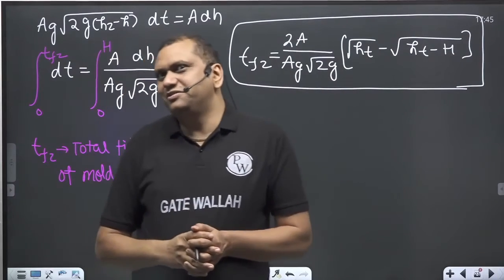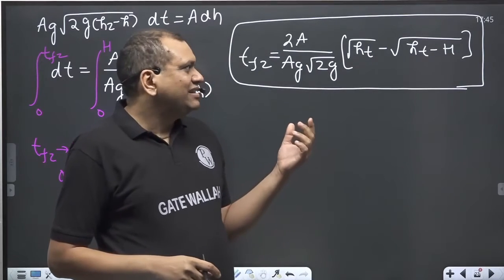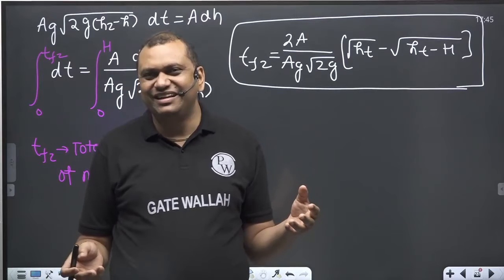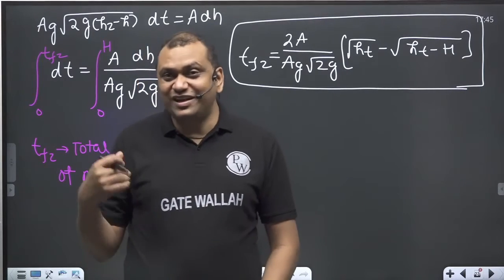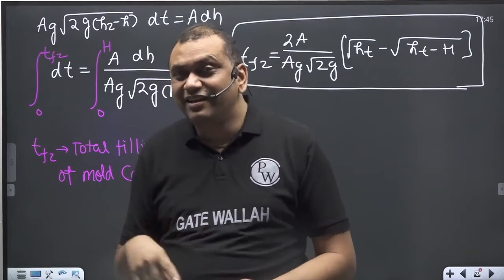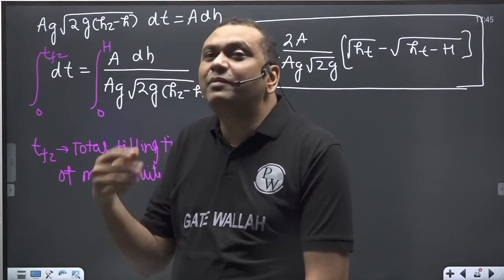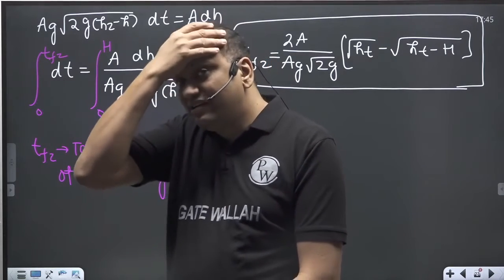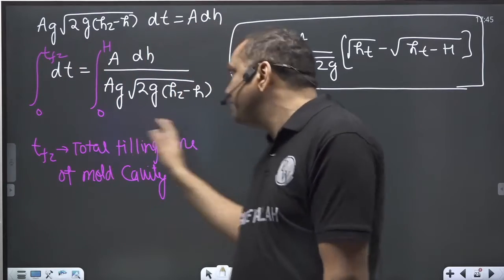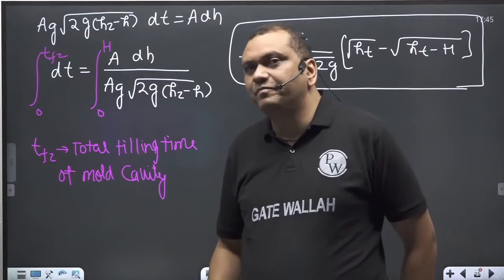I have a suggestion to all of you. Point number one: I do not believe in mugging. Use the procedure which I have followed. If you do this procedure 2-3 times, you will become a champion. Do this procedure in GATE to find the answer, because if you mug it up and it goes wrong here and there, there will be a problem for you.